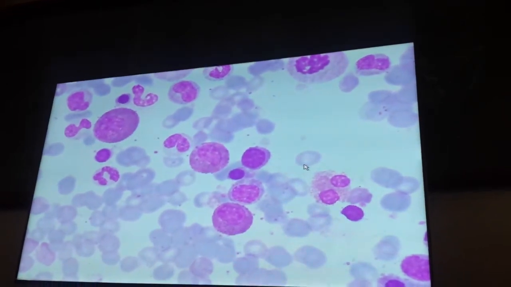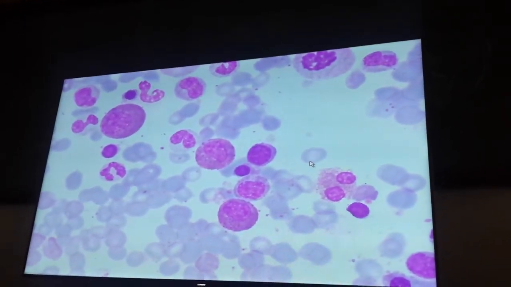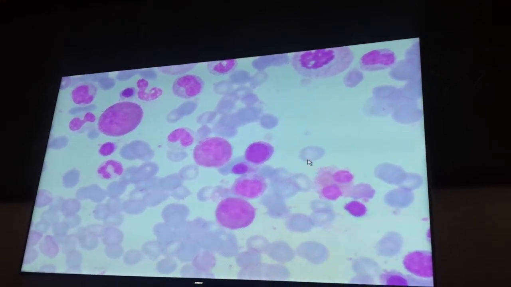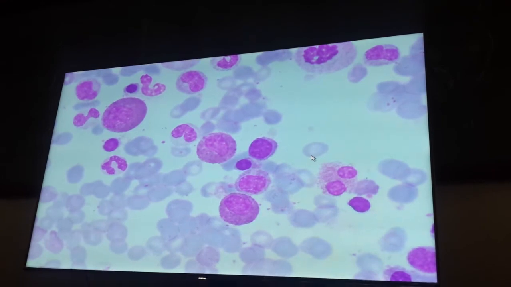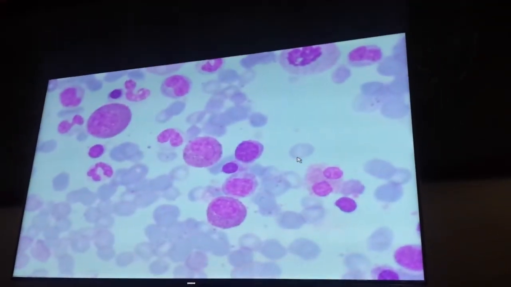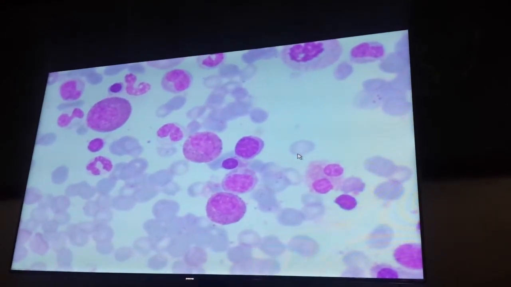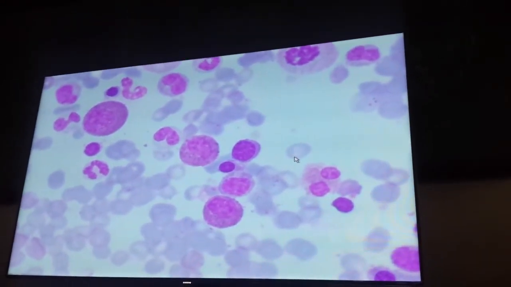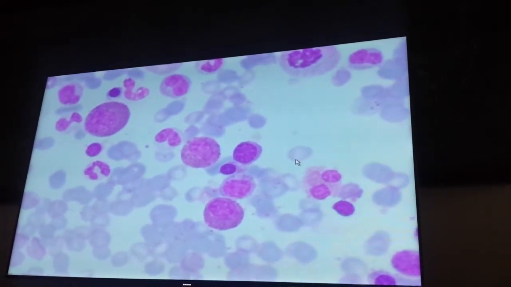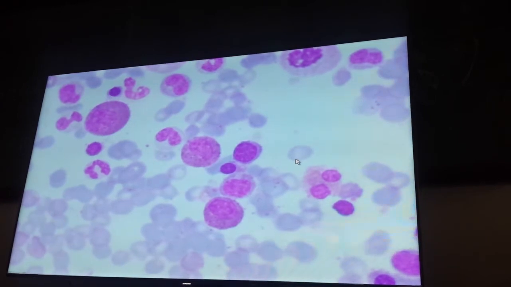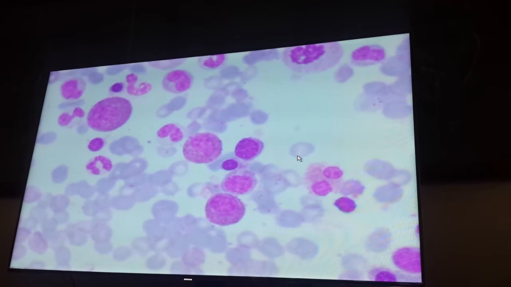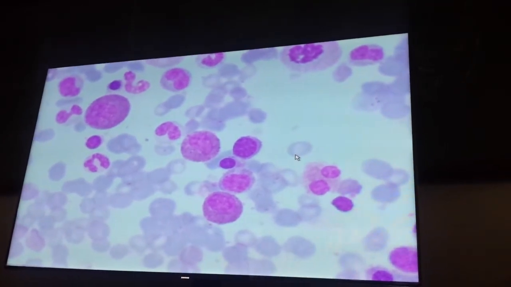Unfortunately, it appears gray to blue. But in an ideally stained smear, the color of the cytoplasm should be pink or red because of the presence of what protein? Hemoglobin, which is synthesized by what organelle? Particularly the ribosomes, which are studied in the rough endoplasmic reticulum, where hemoglobin is actually synthesized.